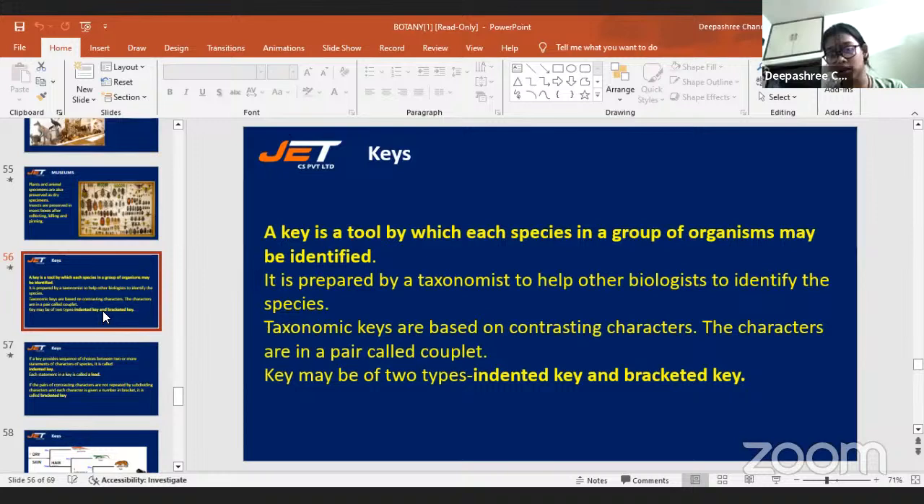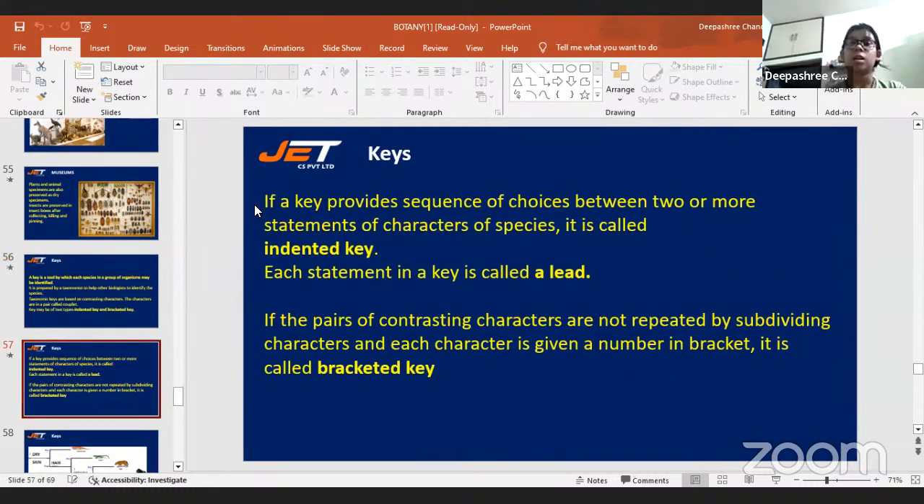So what are the taxonomic keys? These are actually based on contrasting characters. These characters in pair are called couplets. So what are keys and what are couplets? Key may be of two types, indented and bracketed. If a key provides a sequence of choices between two or more statements of characters of species, it is called an indented key.